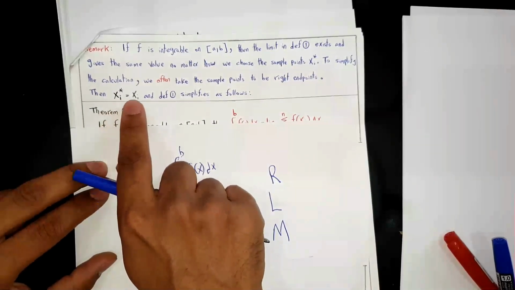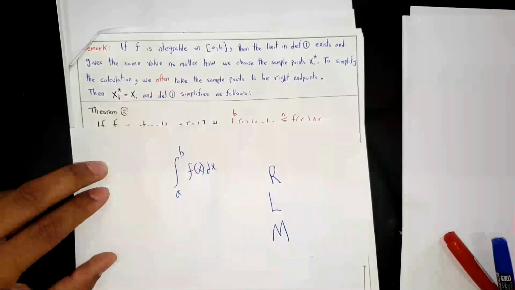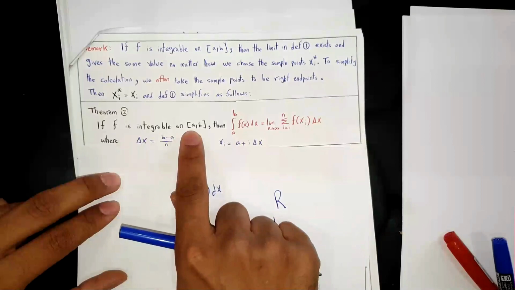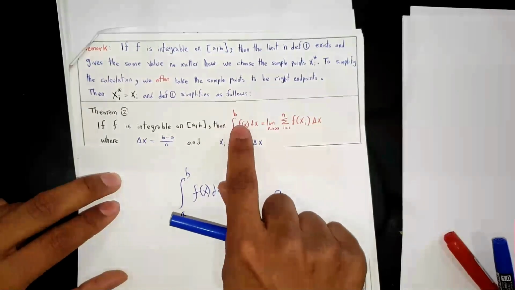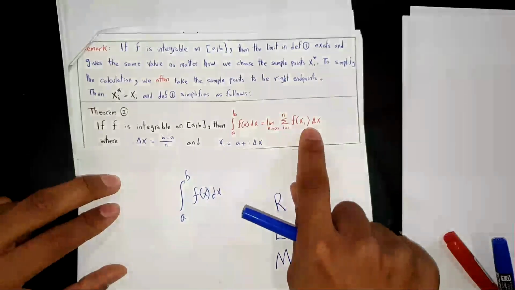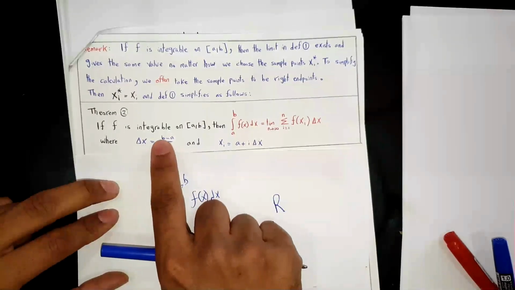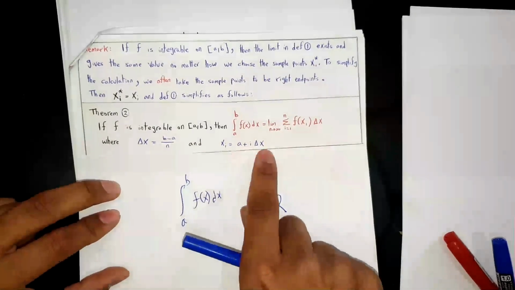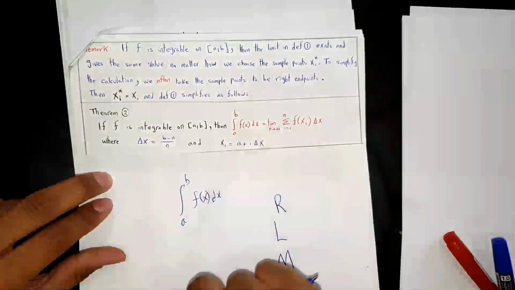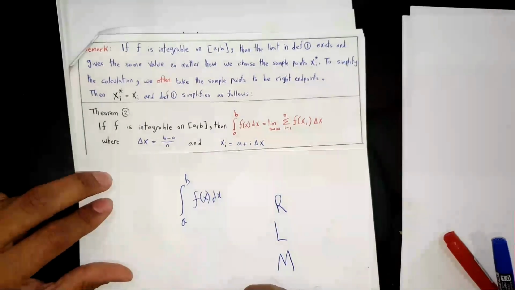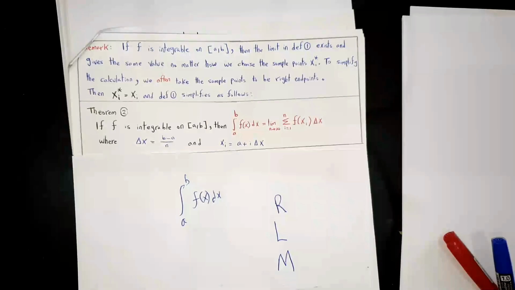Recall, xi star will be xi using right endpoints. Theorem number 2 says, if f is integrable on [a,b], then the integral from a to b of f of x dx will be the limit of the summation of f of xi delta x, where delta x is equal to (b minus a) over n, and xi is a plus i delta x. This theorem is very important, and you need to memorize this representation because it occurs a lot.